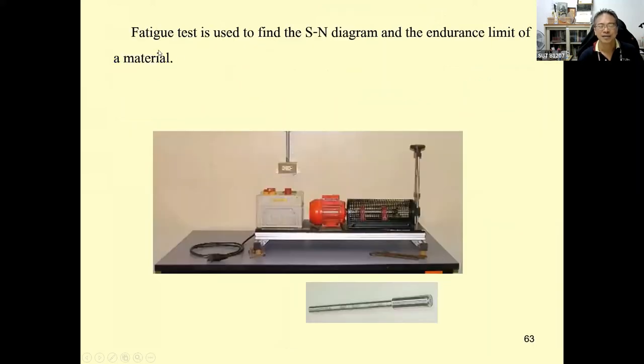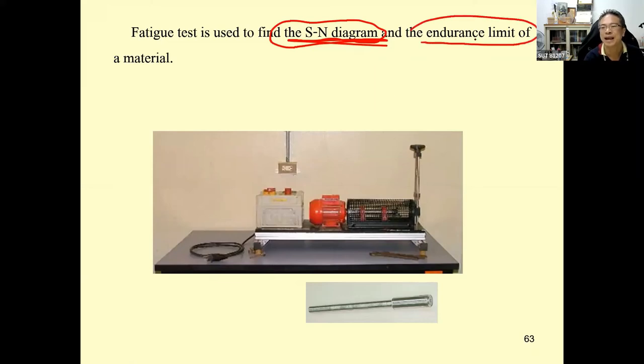We have the fatigue testing machine in the lab. In the lab, the ME student and CE student will have a chance to draw this S-N diagram and determine the endurance limit, in which the material can endure a repeated number of forces and stress. We use that number to decide the wing of the airplane, to decide the connection of the wind turbine, to decide the wheel of the car.